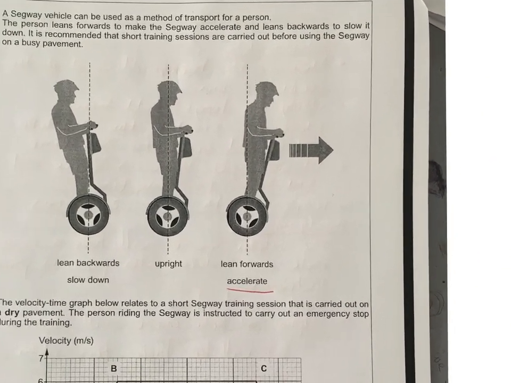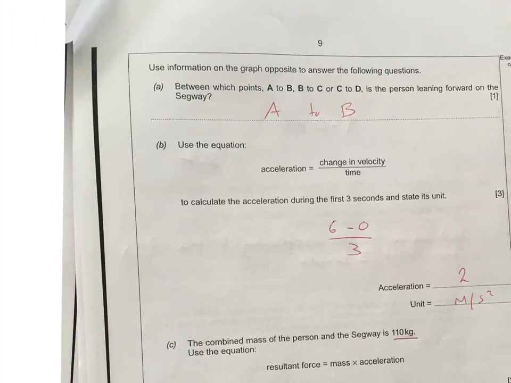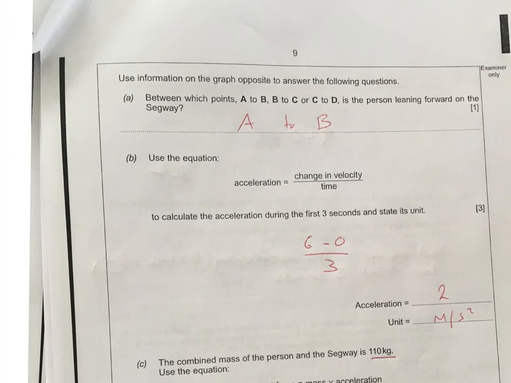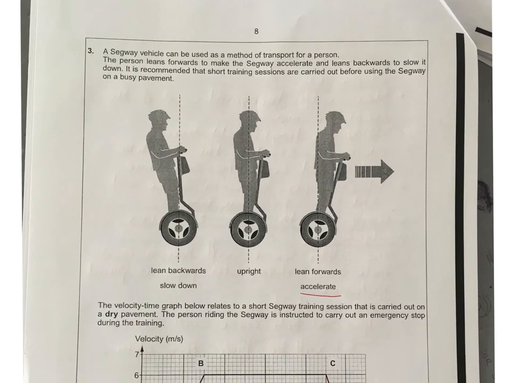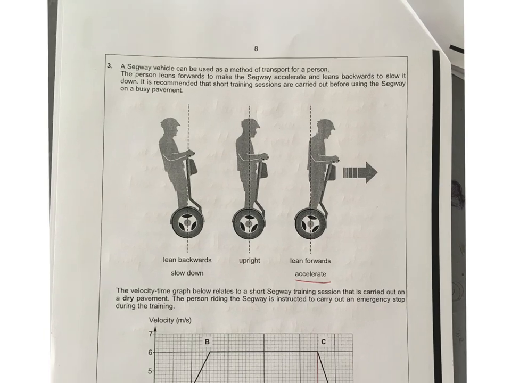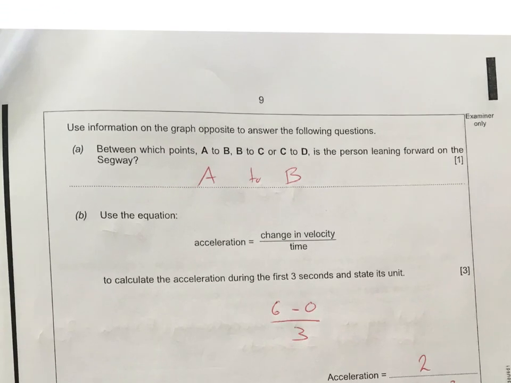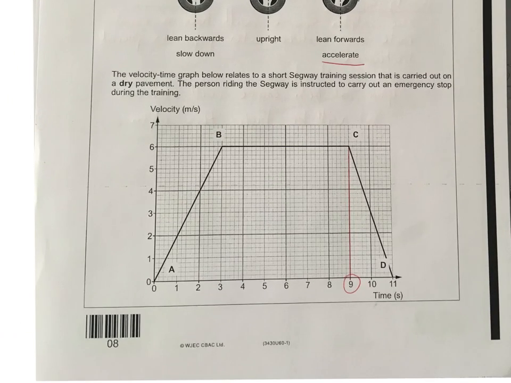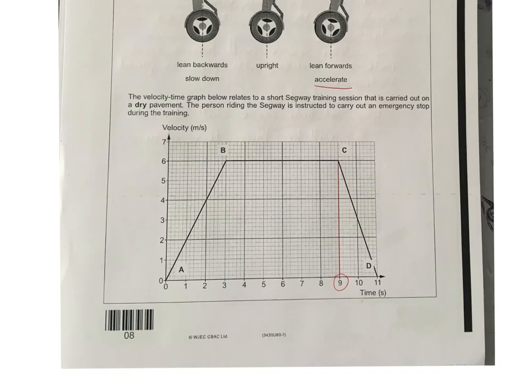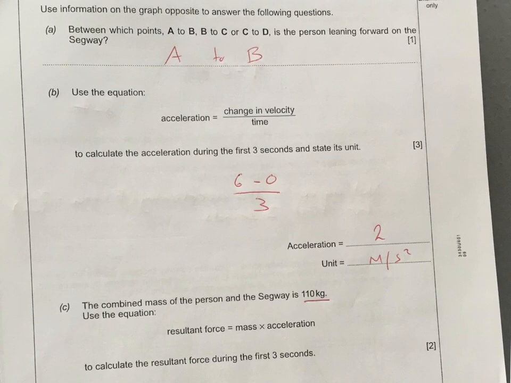With this one, kind of relates to the question there because it says you need to lean forward to accelerate it. So it's going to be A to B, between which points A to B. So A to B accelerates. It says there accelerates because he's leaning forward. Okay.